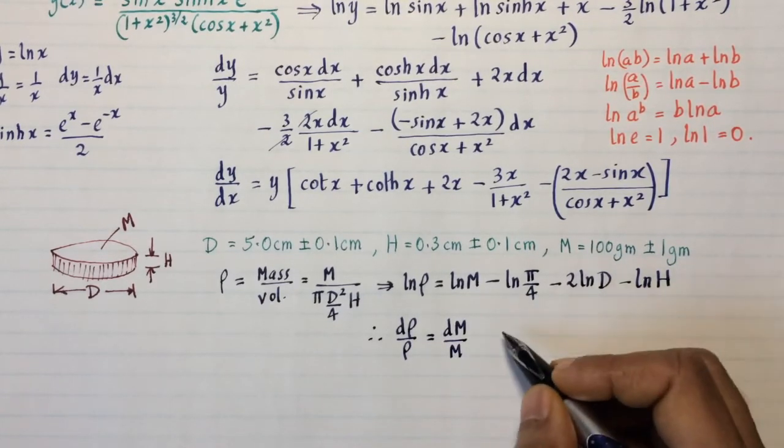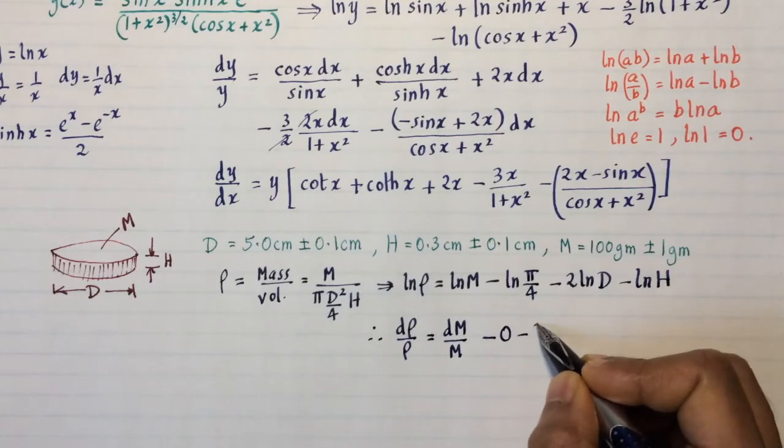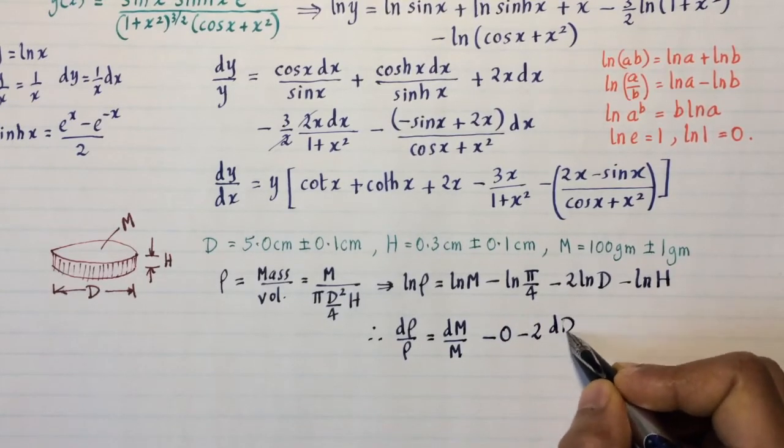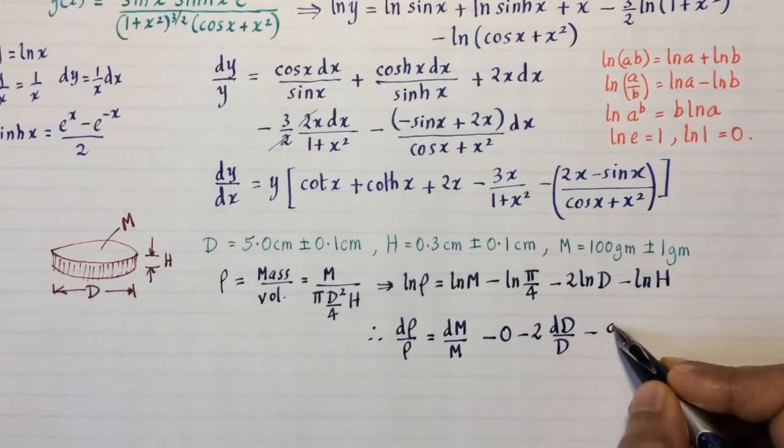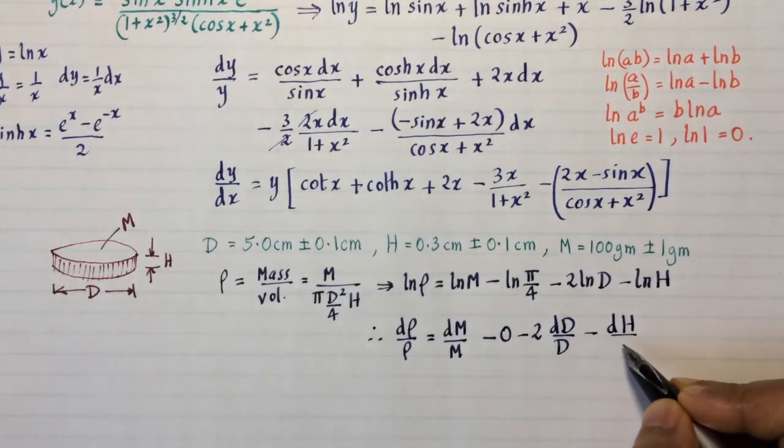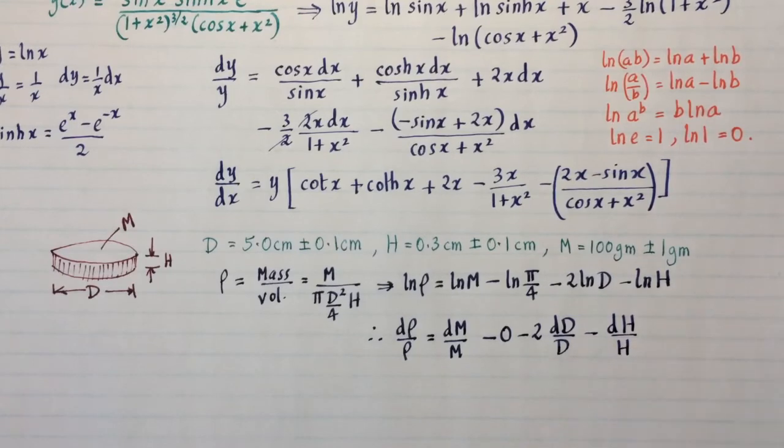Constants don't contribute, so that's 2 times dD over D minus dH over H. And then I'll say negative values are ruled out because we're considering percentage errors. You can't accidentally have errors fortuitously canceling each other out, and that won't be a good thing. So we're going to take the absolute values of this.